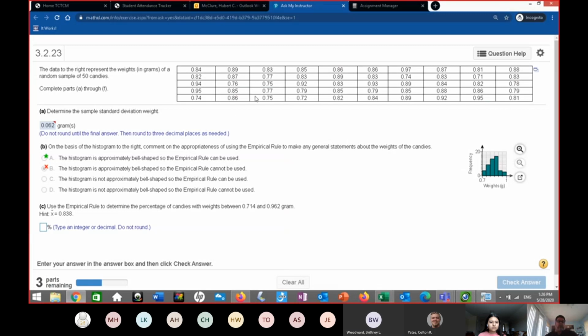Okay, they want a box plot. Let's see, what is this of? Determine the sample standard deviation. Somebody check my standard deviation. What is my standard deviation? What did I get with the Excel spreadsheet?